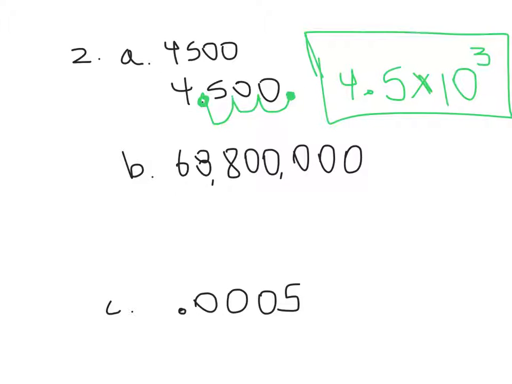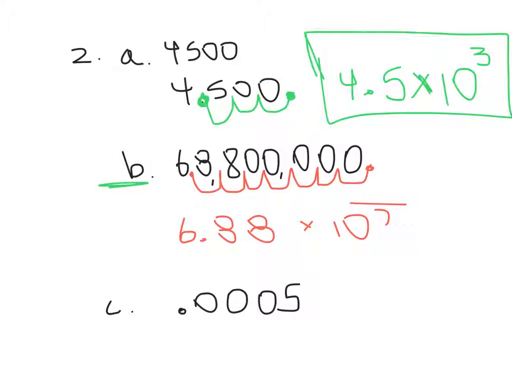Now the same idea goes for letter B, where we have 68,800,000. This number is larger than 1, which means that our exponent with a 10 is going to be positive. So we're going to move our decimal until we get a number between 1 and 10. So we'd go over 1, 2, 3, 4, 5, 6, 7 places, and that would be 6.88 times 10 to the 7th power, and that would be our answer in scientific notation.